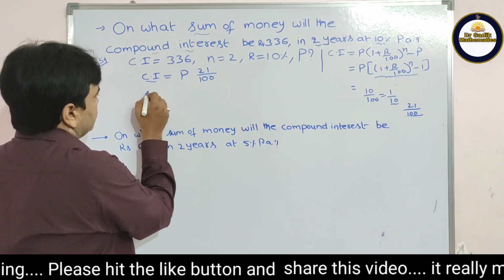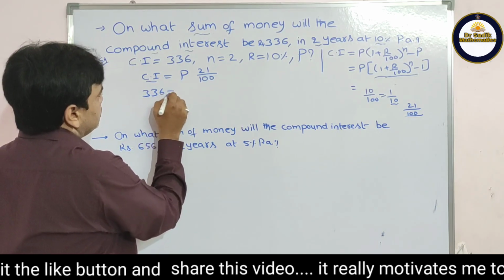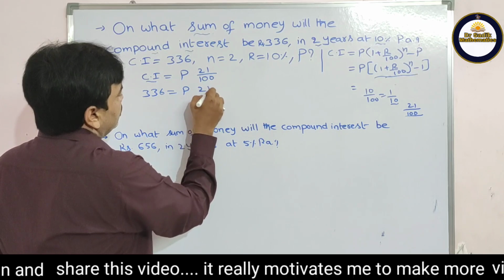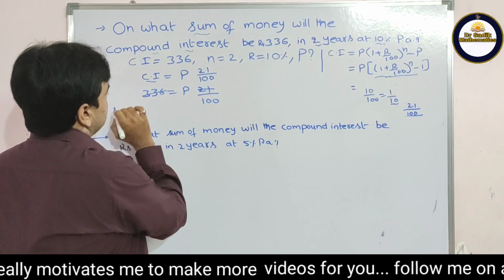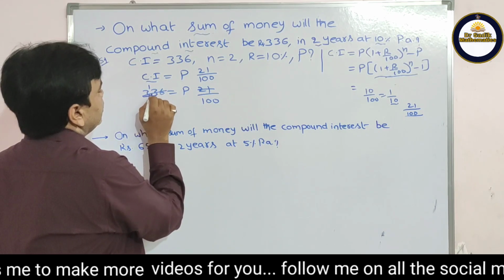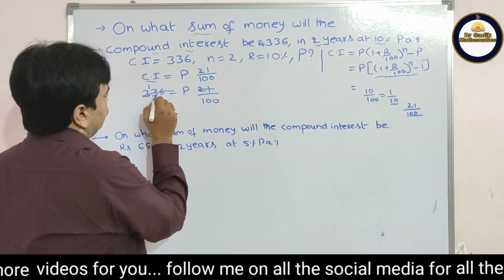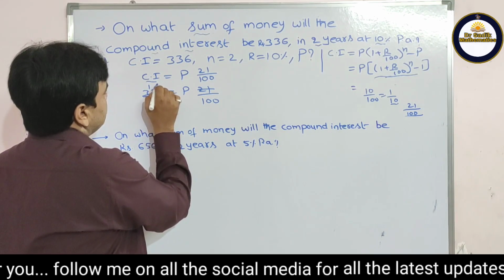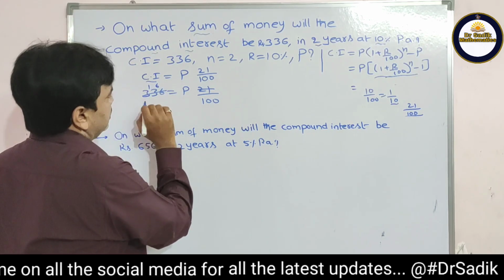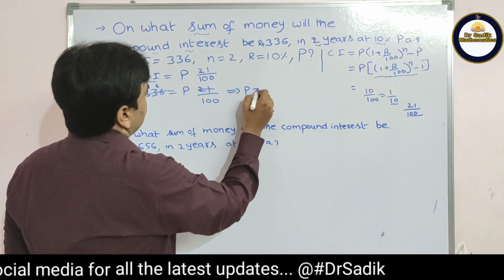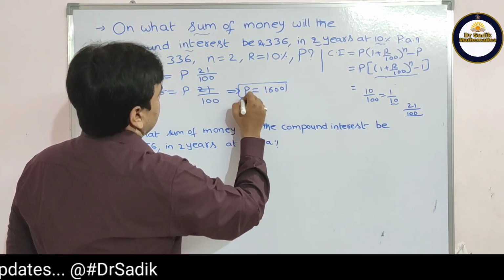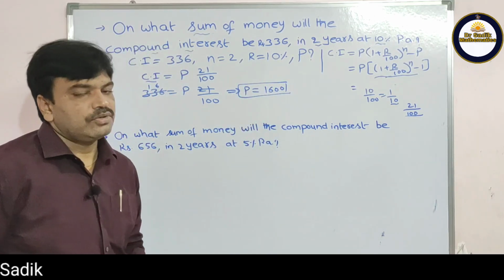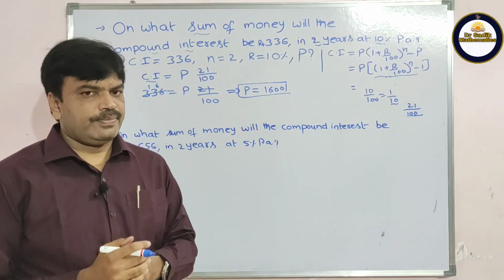So the given compound interest is 336, that is equal to P into 21 by 100. 21 in 336, how many times, friends? 21 times 1, that means we get 12. 6 21s we get. So we get P, cross multiplying, 1600, friends. P is equal to 1600.